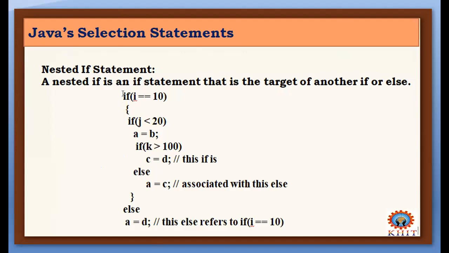So, the nested if program, see here. I am writing a condition, i is equal to 10. Then I am writing another if statement inside the if statement: if j less than 20, then if j is less than 20, what should happen is a is equal to b should happen. And again, in this inner if, I am writing another if else. So see here.